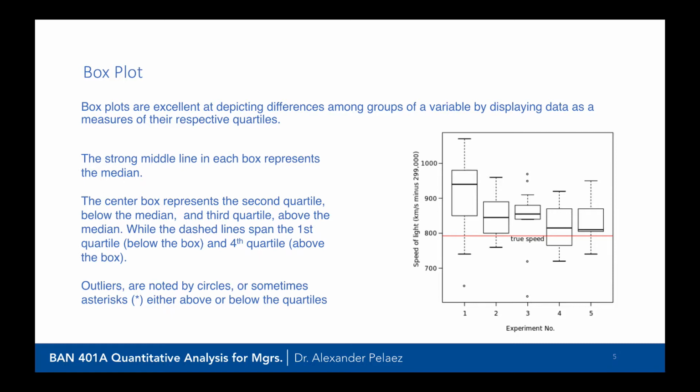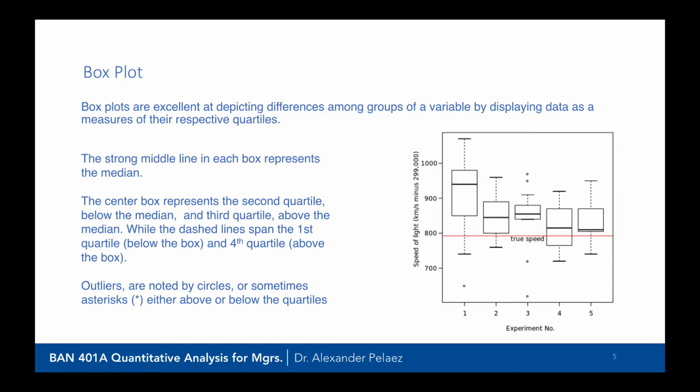The center part of the box represents the interquartile range. This interquartile range is the second and third quartile. That middle line represents the median value for, in this case, let's say group 1. And then the two little dashed lines are the first quartile on the bottom and the fourth quartile on the top. So this shows you how the distribution is for group 1 or experiment 1, and how they differ among other groups.